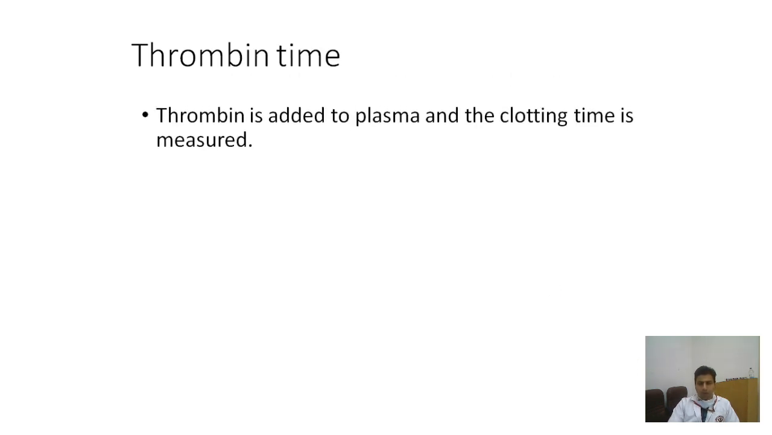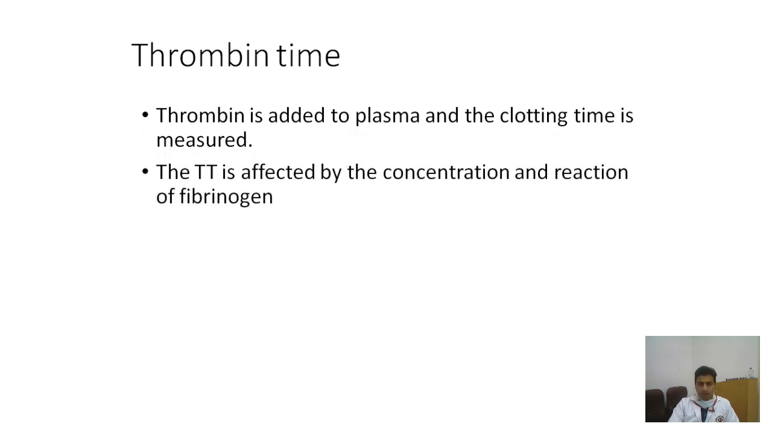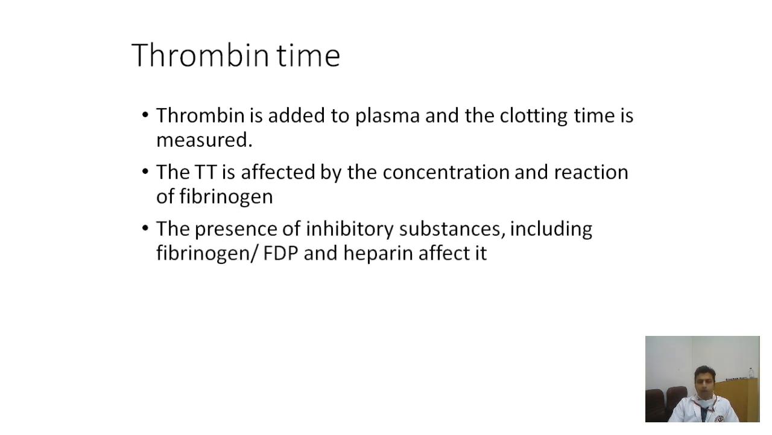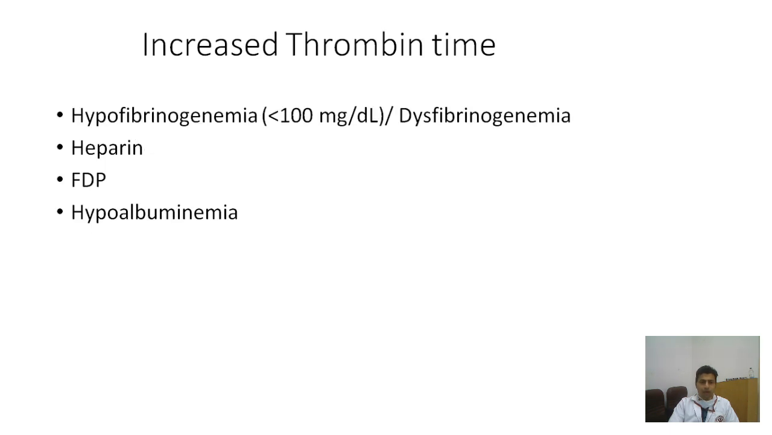Thrombin time is assessed when thrombin is added to the plasma and the clotting time is measured. It is affected by the concentration and reaction of fibrinogen. So it is a measure of how fibrinogen forms the fibrin mesh, and the presence of inhibitory substances including fibrin degradation products and heparin affects it. An increased thrombin time could be found in hypofibrinogenemia, in the presence of fibrin degradation products, in the presence of heparin, or if there is hypoalbuminemia.